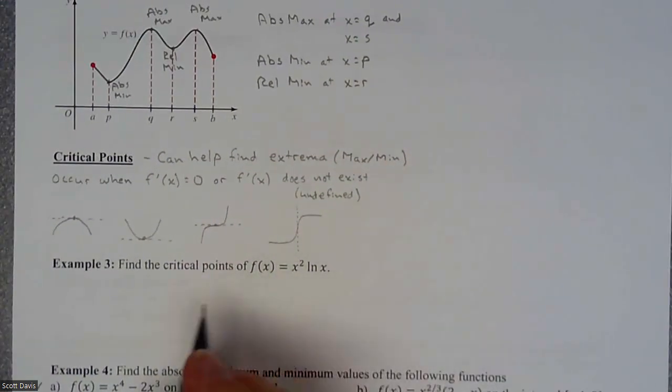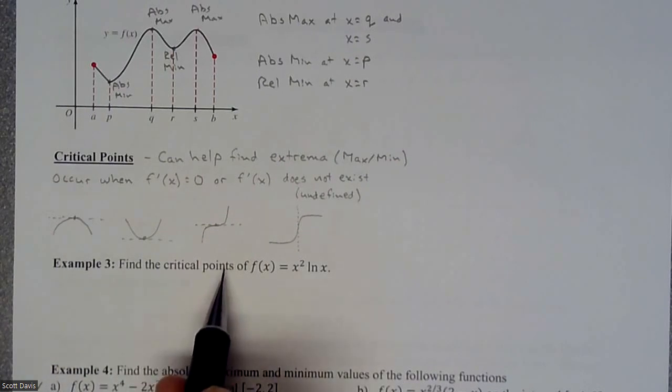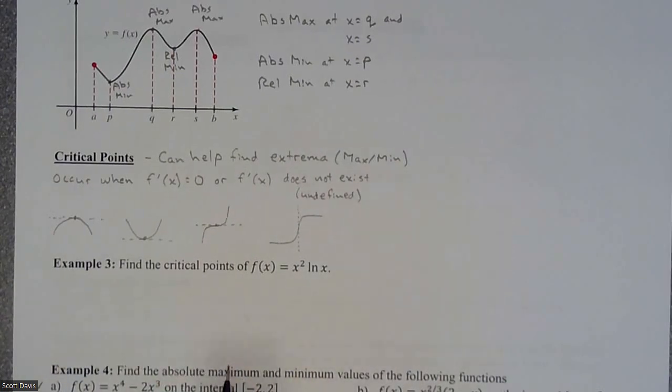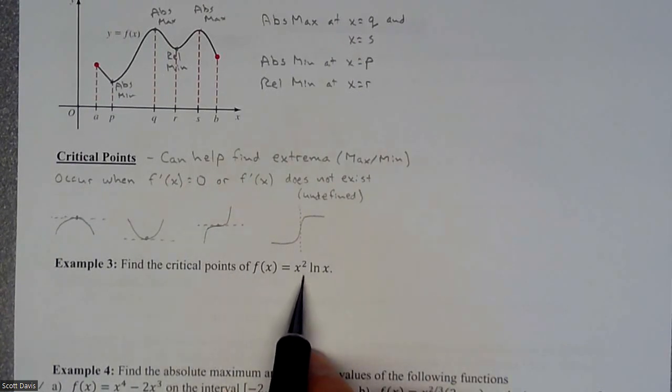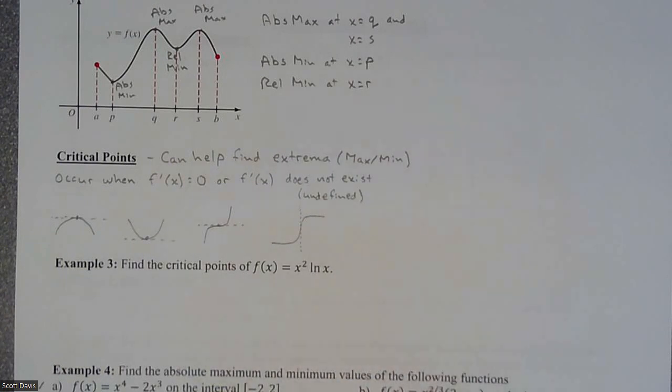So let's do one. We're going to find the critical points. That's all we're looking to do. We're not going to find out if they're maxes or mins quite yet. We're just going to find critical points. It basically means we're going to take the derivative of this, set it equal to 0, and solve.